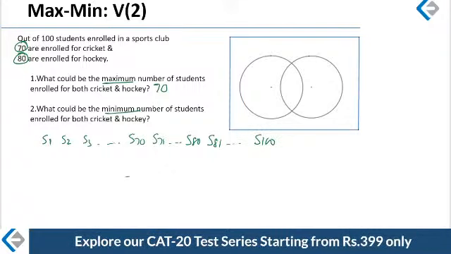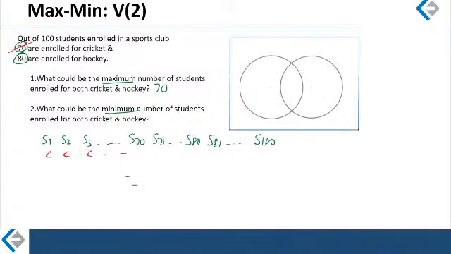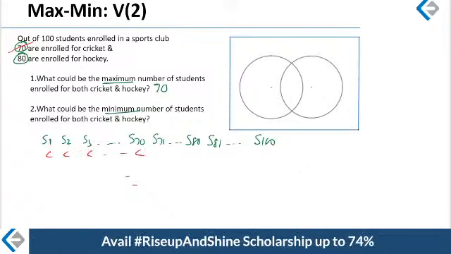How the first one will look is something like this. 70 people are enrolled for cricket. Assume that these are the first 70 names enrolled for cricket. Fantastic. All right, the next one.